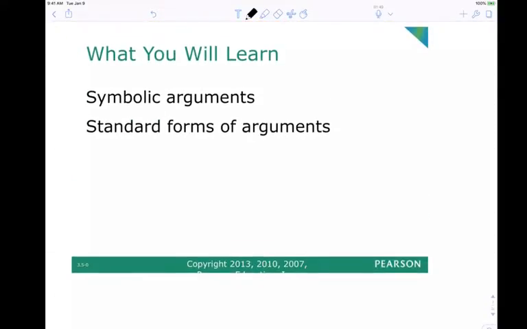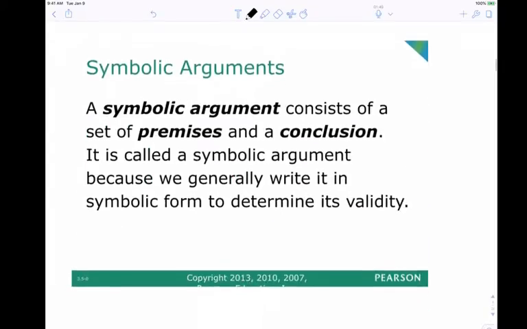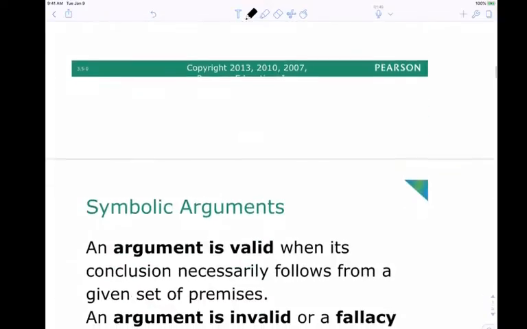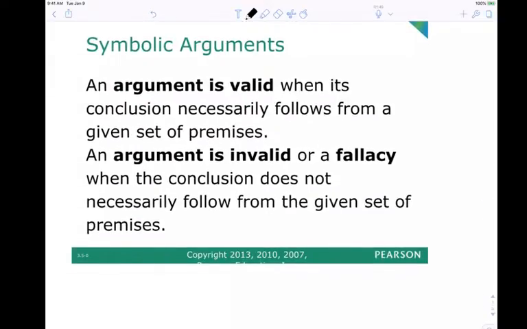I have some examples where we use it in programming, and I would like to introduce those at some point. So we're going to look at symbolic arguments and standard forms of arguments. An argument consists of a set of premises and a conclusion, right? It's called a symbolic argument because we generally write it in symbolic form to determine its validity. Let's see it in action. An argument is valid when its conclusion necessarily follows from a given set of premises. An argument is invalid or a fallacy when the conclusion does not necessarily follow from a given set of premises.